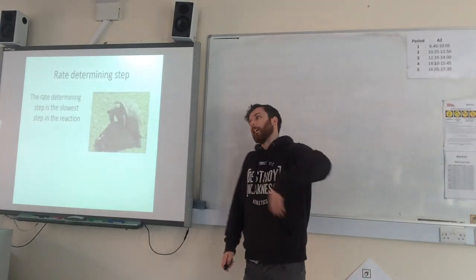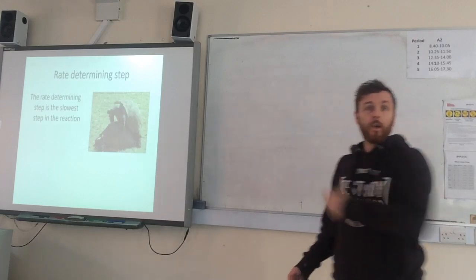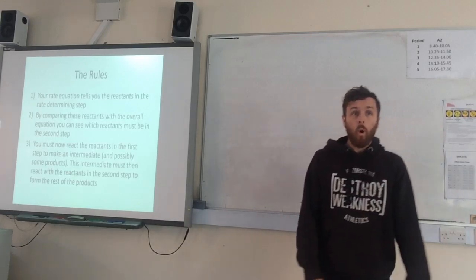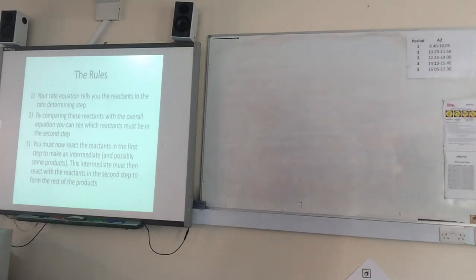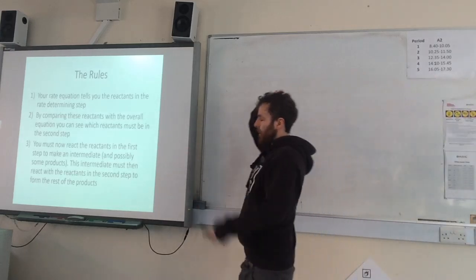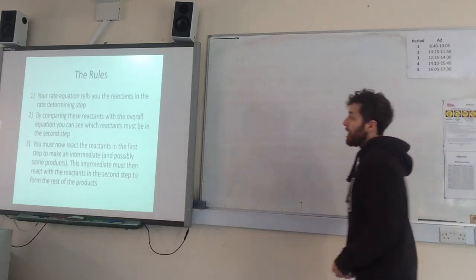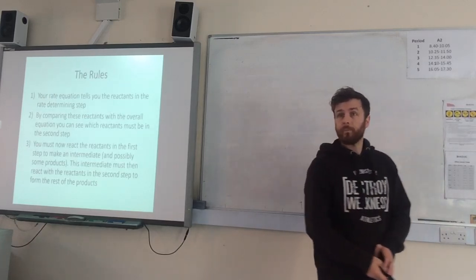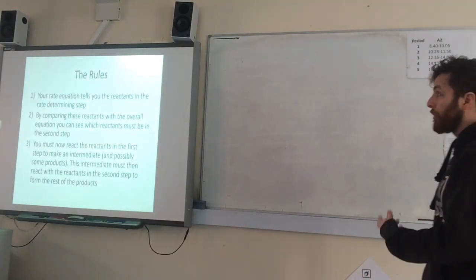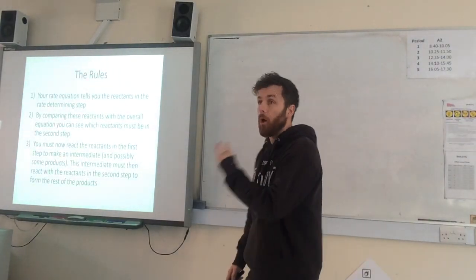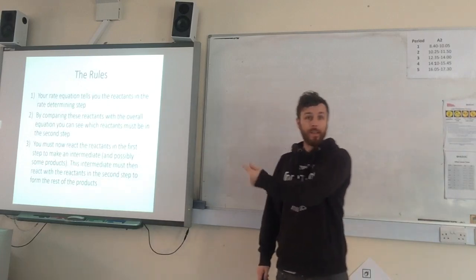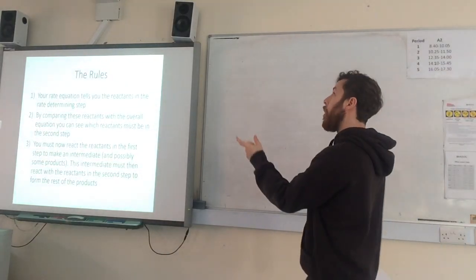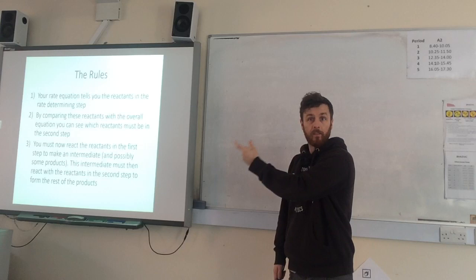There is a method. I'm going to get you to write it down, and then I will obviously go through it in a second. It's a bit of a chunky one. So step one, and this is how you come up with a two-step mechanism. Again, I'll go through an example of this after. The rate equation will tell you the reactants that are in the rate determining step. You can get that from the orders. Remember, the order of a reactant is the number of molecules of that reactant in the rate determining step. So by looking at that rate equation, it'll tell you what you have as reactants in the first step.